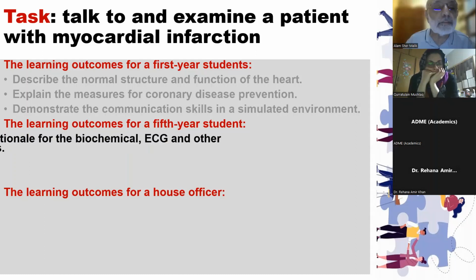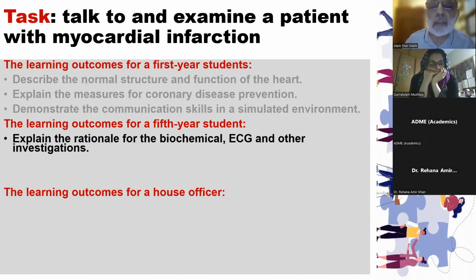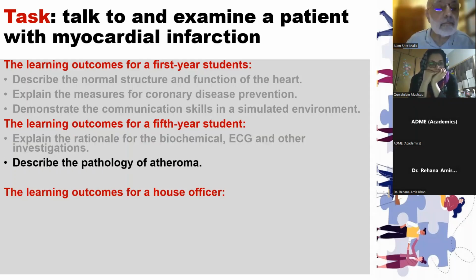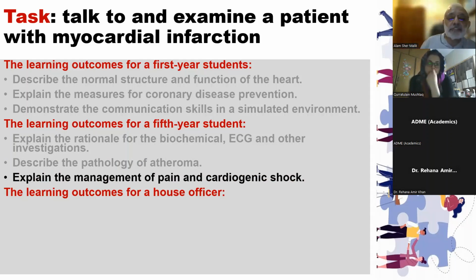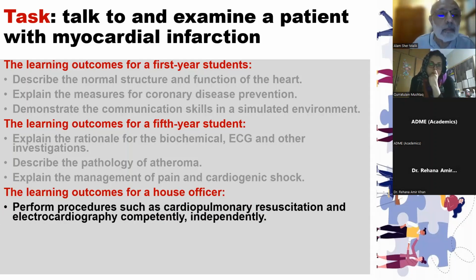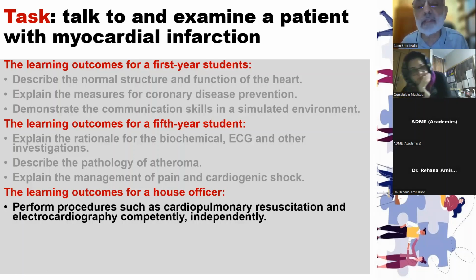Learning outcomes for a fifth-year student might be: explain the rationale for biochemical, ECG and other investigations, describe the pathology of atheroma, or explain the management of pain in cardiogenic shock. And if it is for a house officer, perform procedures such as cardiopulmonary resuscitation and electrocardiography competently and independently, right? So this is, again, a task, a procedure or situation commonly faced by healthcare professionals, but the learning outcomes would be different at different stages of the training.